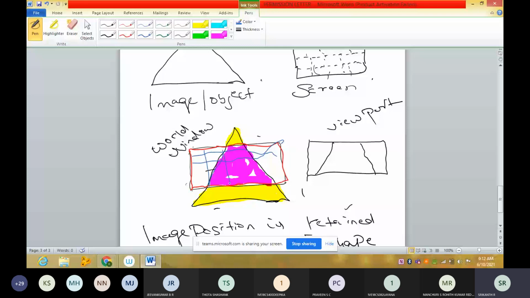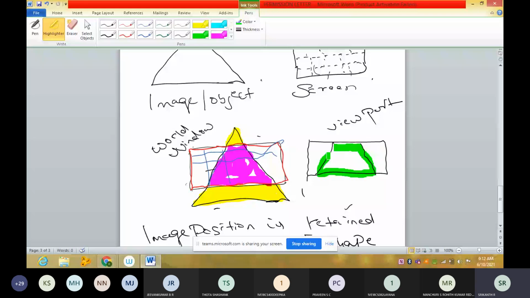If you see here, the purple color of this triangle is lying inside the screen. The rest of the part, in yellow color, is lying outside the screen. So for me, what will be visible is only this part of the geometric object, the part I have mentioned in green color here. Only this part of the geometric object will be visible to me.